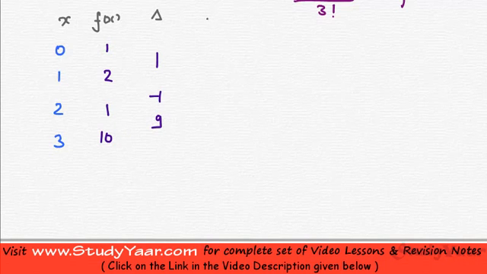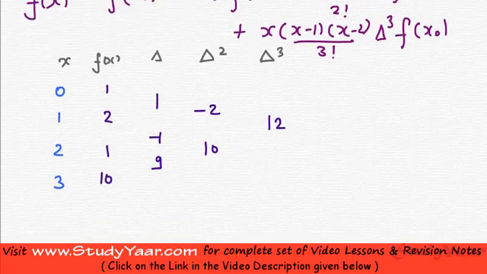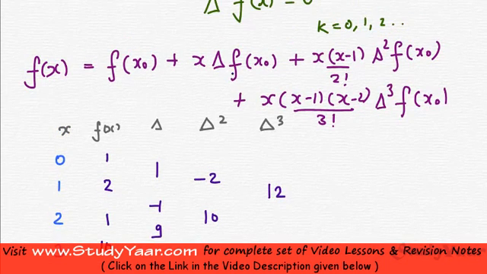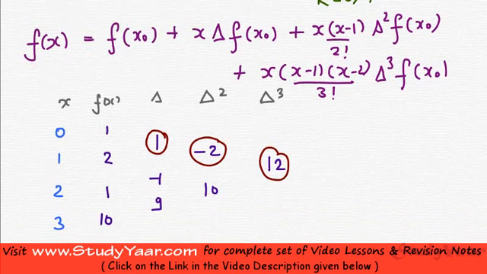Your second forward difference is going to be minus 1, which is minus 2, and then you have 9 minus minus 1, which is going to be 10. Your third forward difference is going to be this minus this, so you have 12. You need first, second and third forward difference for x0. So you need this value and this value. So what do you get?